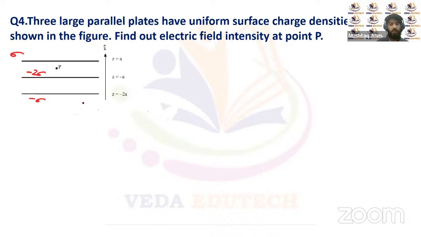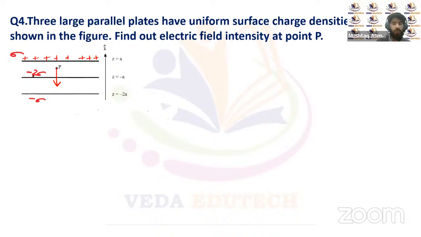Now you can see here there are three plates of different charge densities. So the electric field at point P will be because of the electric field of all the three plates. This is a positively charged plate. The electric field because of this positive charge at point P will be along the downward direction, or we can say along the negative z direction, or minus k cap will be the unit vector for this electric field.